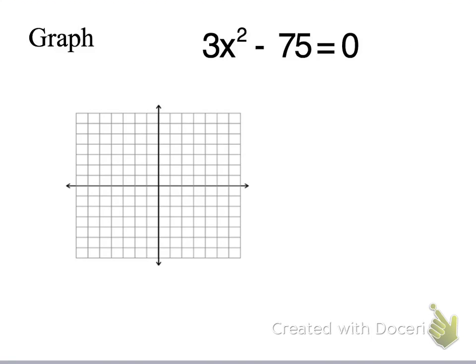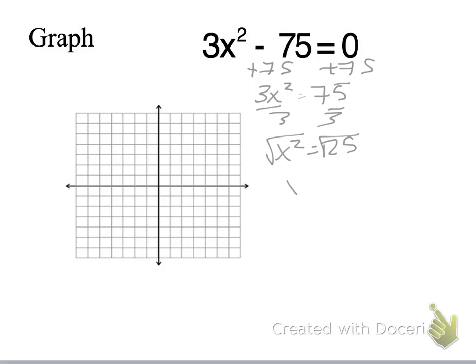Okay, so this one, if I want to find my x-intercept, I add 75. So I'll get 3x squared equals 75. Divide by 3, x squared equals 25. Got to square root both sides, so x equals plus or minus 5. So at positive 5 and negative 5.